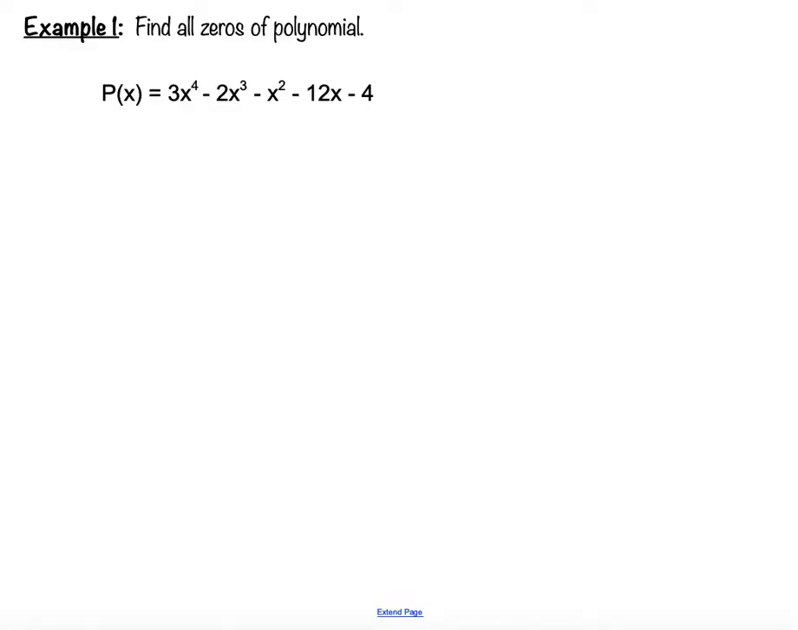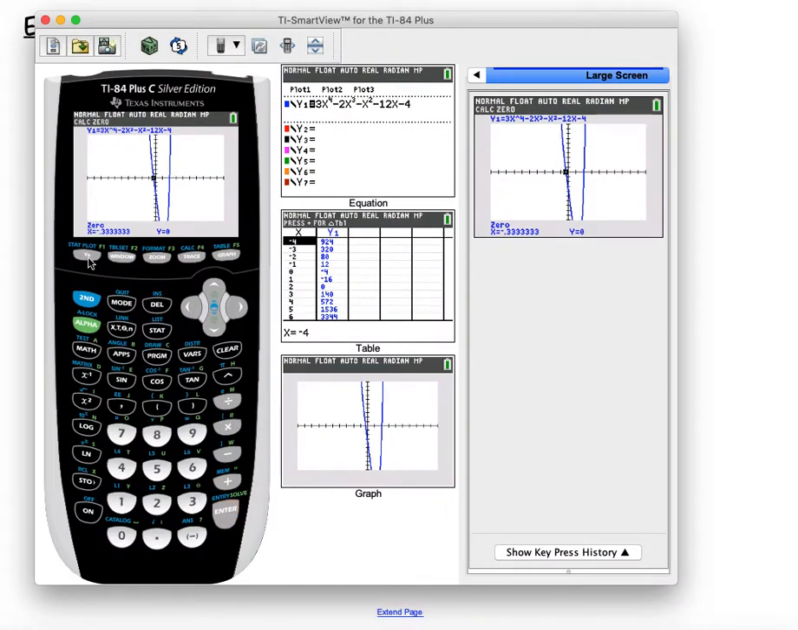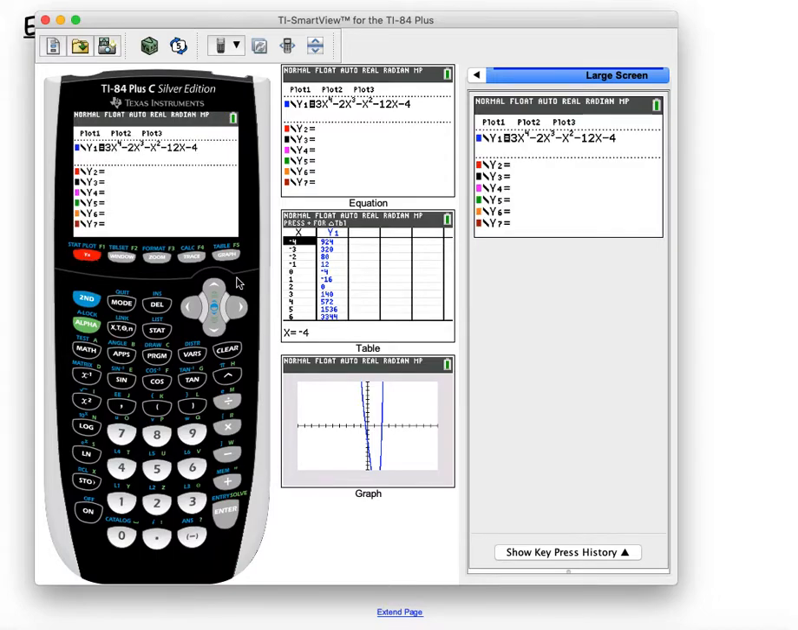So let's look at this first one. It's an odd number of terms, so we can't factor by grouping. I don't see a GCF in there. I don't see anywhere to factor that. So I'm going to go ahead and plug that into my graphing calculator: 3x to the fourth minus 2x to the third minus x squared minus 12x minus 4. And then once we have that, we can hit graph.